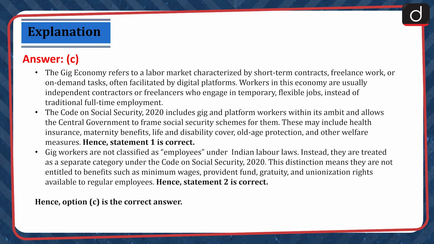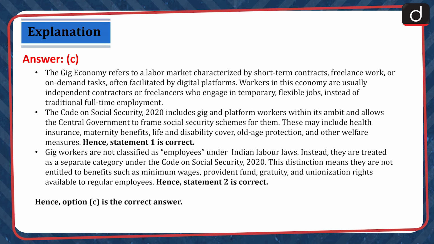The gig economy refers to a labor market characterized by short-term contracts, freelance work, or on-demand tasks, often facilitated by digital platforms. Workers in this economy are usually independent contractors or freelancers who engage in temporary, flexible jobs instead of traditional full-time employment. The Code on Social Security 2020 includes gig and platform workers within its ambit and allows the central government to frame social security schemes for them.